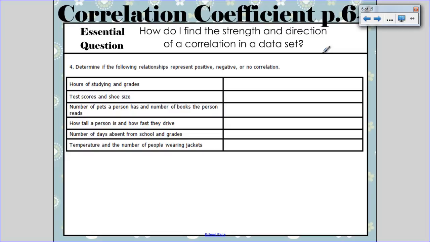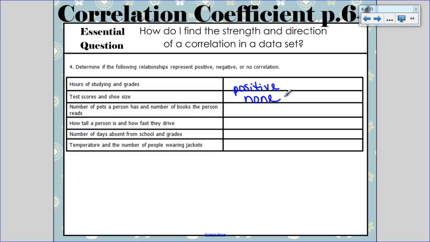The first one says hours of studying and grades. Well, if the hours that I study increase and continue to go up, then your grades should also increase. That's how that should work. This should be a positive correlation. Now keep in mind there is an argument against all of these, but as a general rule, that's how it works. The next one, test scores and shoe size. I don't think they have anything to do with each other, because the size of your foot has nothing to do with what kind of scores you're going to make. So this has none.